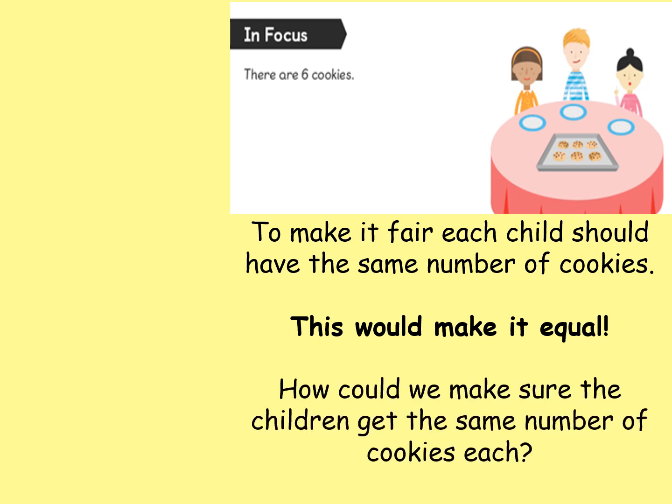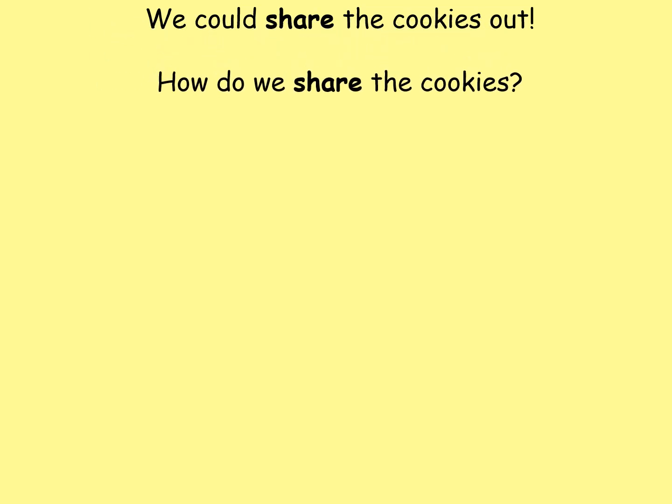How could we make sure that the children get the same number of cookies each? What could we do? Have a chat to your adult, have a think, pause the video. Okay, have a think. Right, guys, so have you had a think? How could we make sure that they each get an equal number of cookies? We could share the cookies out. Share. How do we share the cookies? How do we do that? How do we share?